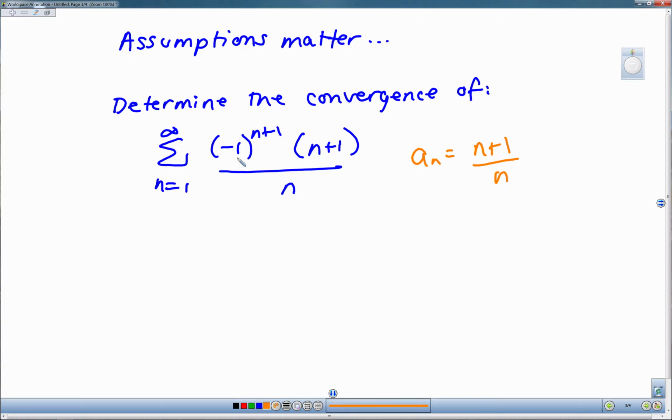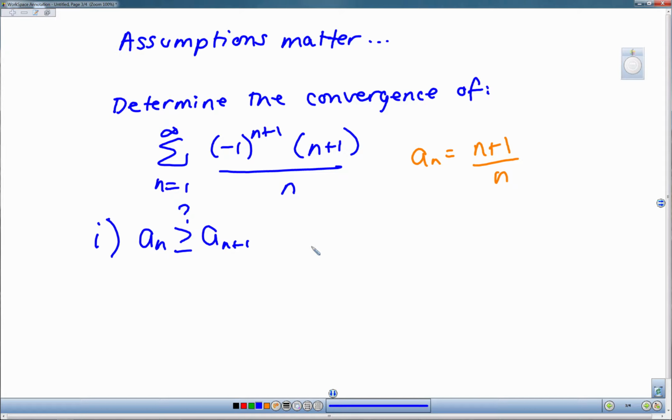Again, when we're trying to determine the value of a sub n, we're not paying any attention to this particular term, which is causing our alternating of signs. And so we've got our a sub n, and let's go ahead and evaluate the two conditions. Condition number 1: can we show that a sub n is greater than or equal to a sub n plus 1?